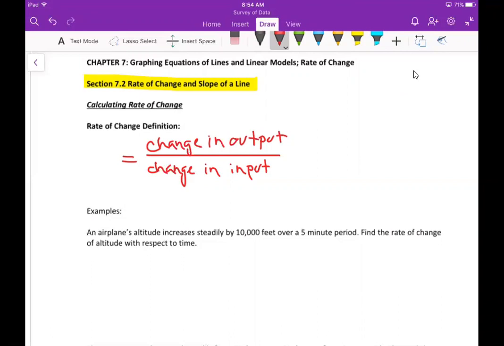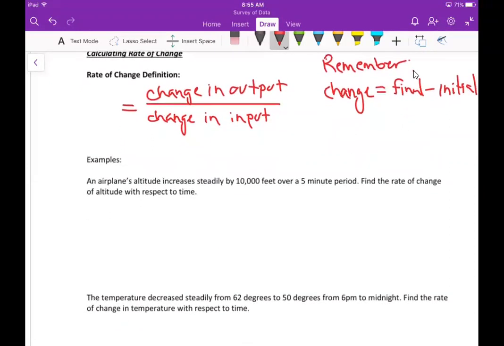What I want you to remember here, since we're finding the change, is we want to remember, if I can spell remember correctly, right? There we go. We want to remember that change, back from chapter 1, change is always equal to the final value minus the initial value. So just keep that in mind as you are doing these next examples where we're going to find rate of change. Okay, so let's look at this first example here and try and apply that definition.